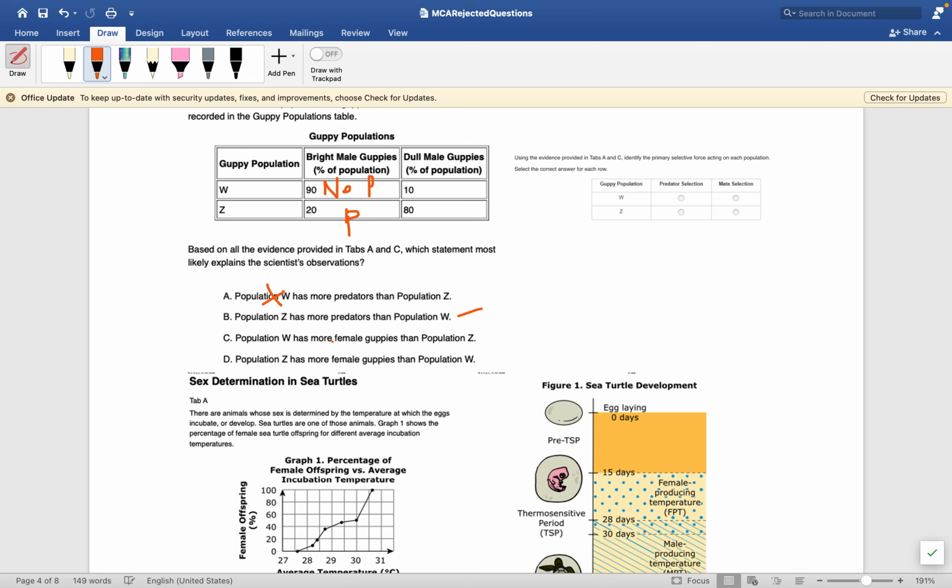Population W has more female. We are not looking at female guppies, so we can just eliminate those two. So B is your answer.